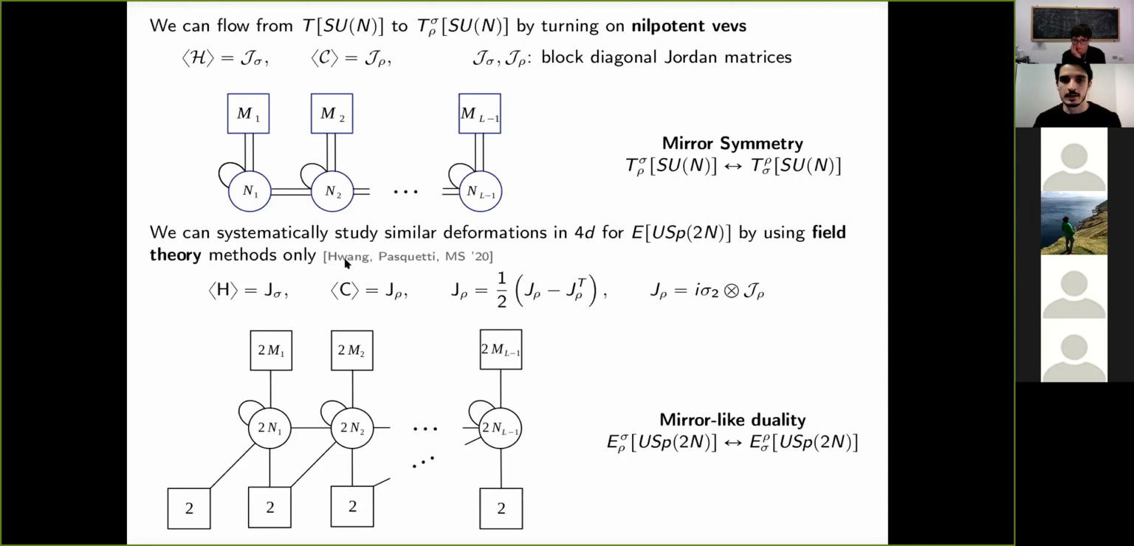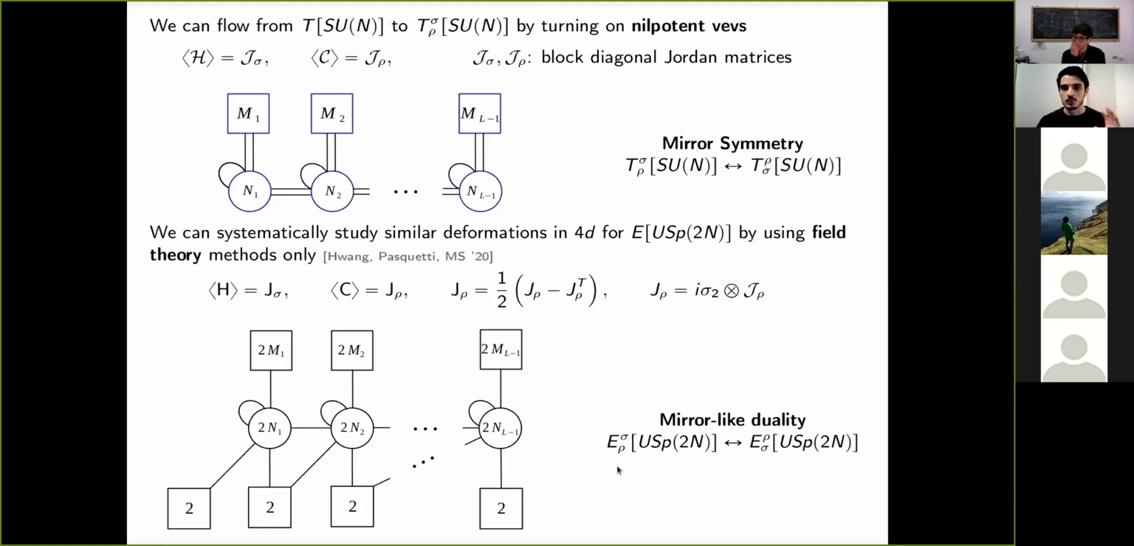So what we did in this paper with Chiung and Sarah was to develop a way to systematically study all these deformations, which is based only on field theory techniques. So in this way, we managed to study these deformations of E[USp(2N)], which led us to define a new class of theories, which schematically are represented in this quiver. And again, all the data of the theory can be encoded in these 2 partitions, σ and ρ.